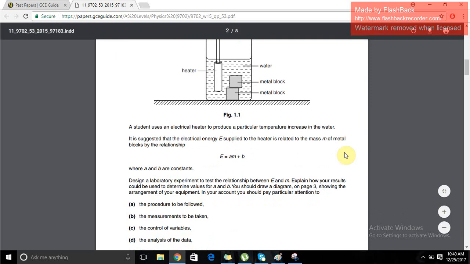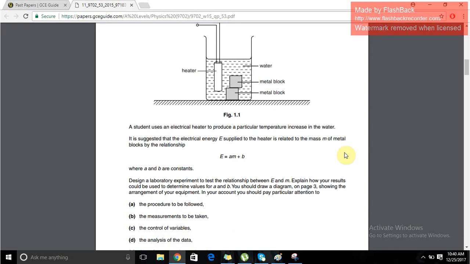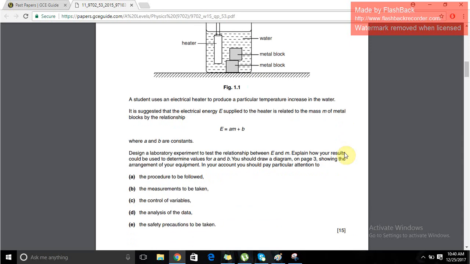right? So we have to design a laboratory experiment to test the relationship between E and m, obviously, and explain how results could draw out values for A and B. And you have to be able to draw a diagram showing the arrangement of your equipment, and in your account you ought to pay attention to procedure, measurements to be taken, variable control, data analysis, and safety precautions. So we have 15 marks.